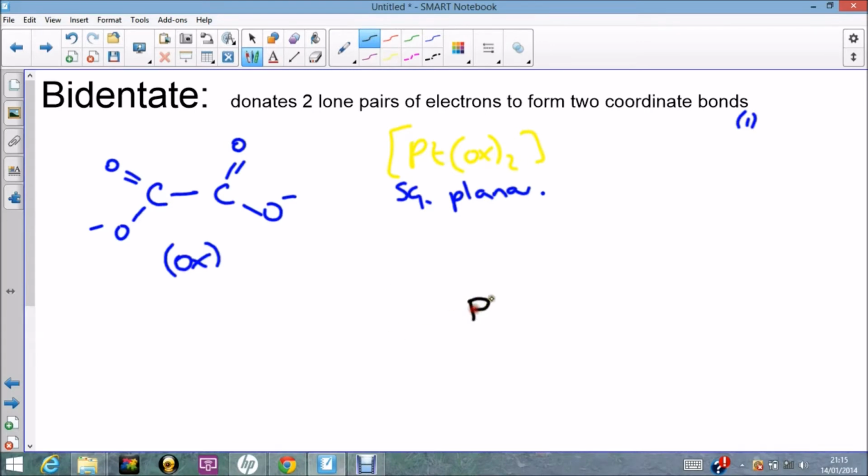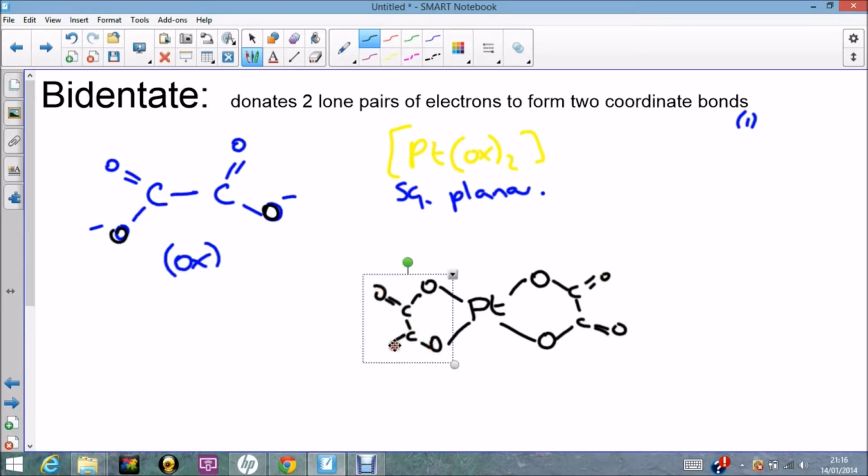Carrying on then, the answer to this will be platinum in the middle. Draw the 4 bonds around it for square planar. Add the oxygens because these are the 2 bonding atoms, and then form the rest around it. Okay, so there we would have a square planar molecule, and if you were asked for the bond angle, it would of course be 90 degrees because it's square planar.